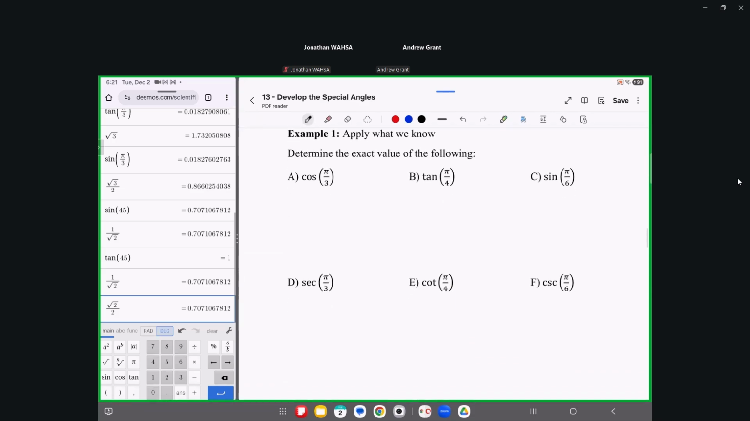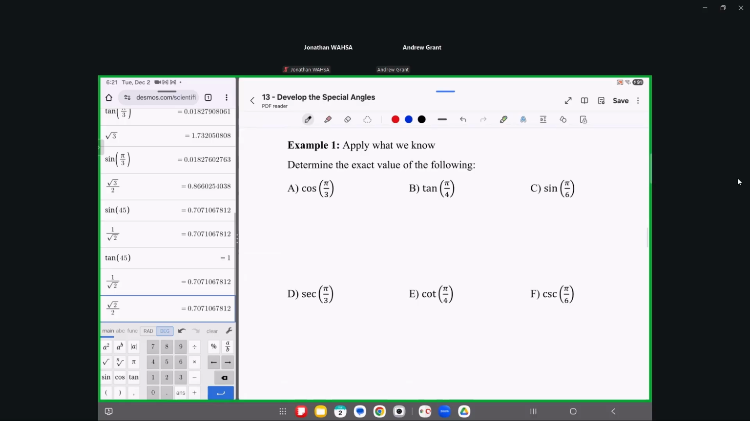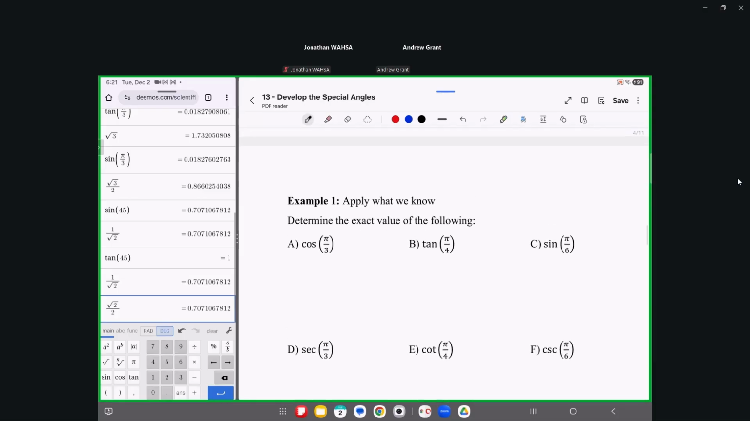And so now we're going to apply what we know. We're going to evaluate each of the following to determine the exact value of these. What some people like to do is draw a right angled triangle out for themselves and write down the measurements ahead of time. You just draw a right angle. You know that the bottom angle is going to be, say, 60 degrees, which is pi over 3. And so then you know the other one is going to be 30 degrees or pi over 6.